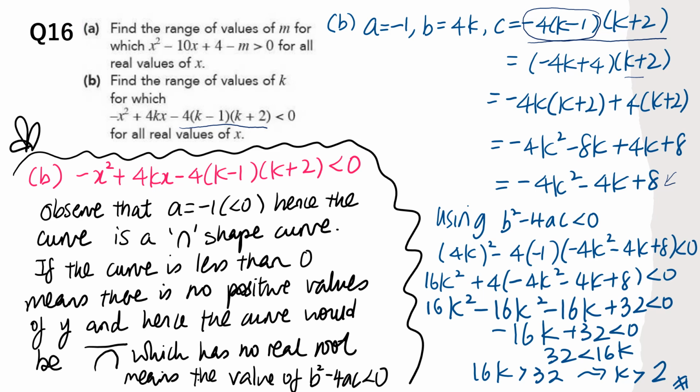So to summarize, what are the things we need to do? We need to identify whether it's U-shape or N-shape, identify whether it's entirely above or entirely below the x-axis, or cuts the x-axis at 2 points or touches the x-axis at 1 point. Then from there, we can determine whether it has 0, 1, or 2 x-intercepts. 0 x-intercept means no real roots. 1 intercept means 2 real and equal roots. 2 x-intercepts means 2 real and distinct roots, and from there we determine the values of b squared minus 4ac. Okay, that's all.